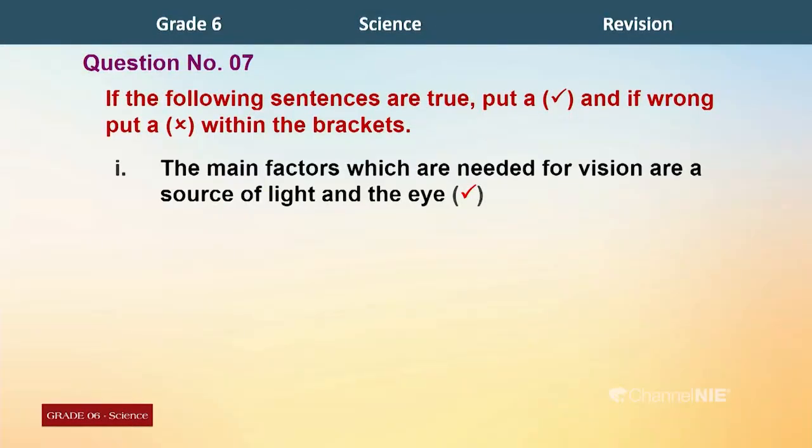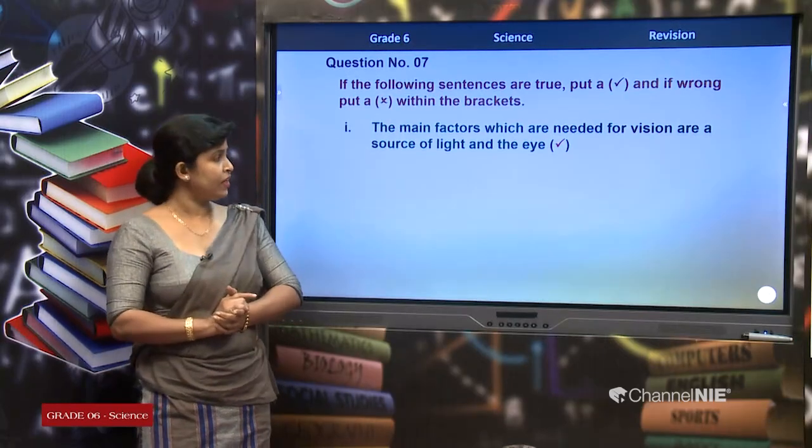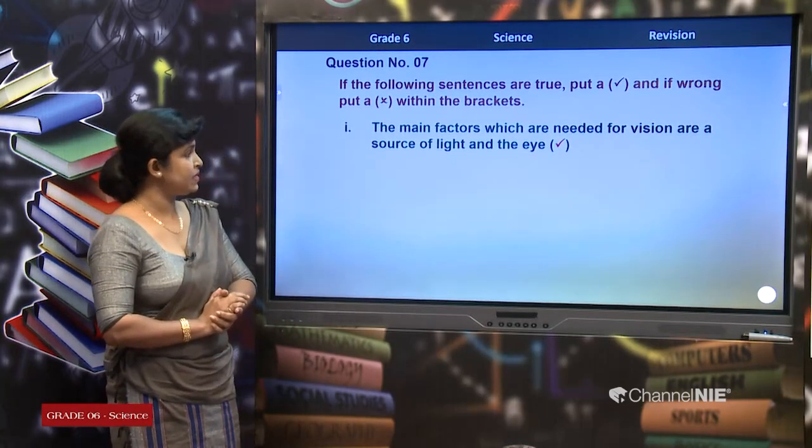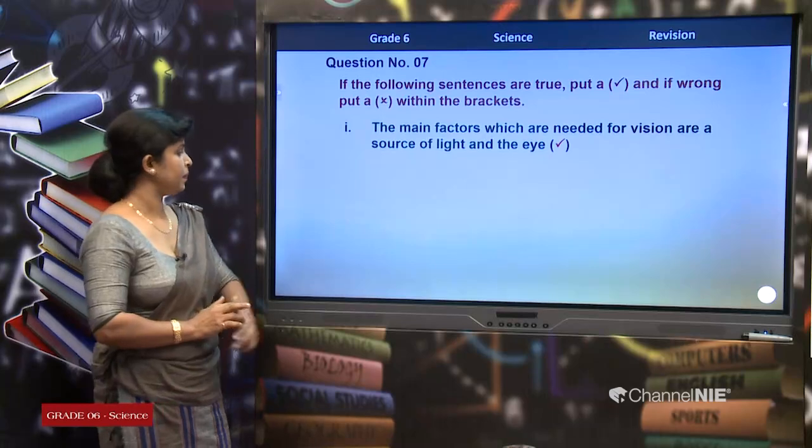Look at the first question. The main factors which are needed for vision are a source of light and the eye. To complete the vision, there are three factors to be completed. Number one is a healthy eye, number two is a source of light, and number three, the light should come to our eye, right? But you are given two factors there, so the statement is correct.